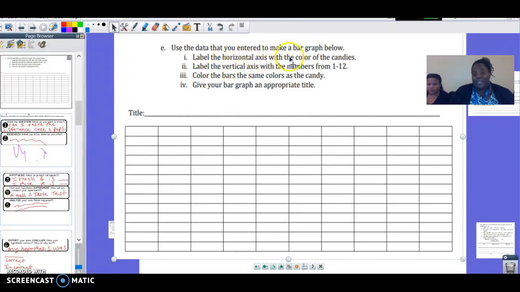Label the horizontal axis with the color of the candies. Okay. The horizontal axis is the one that goes this way, right? And so we're going to do the colors of the candy. Okay, so I'm going to do my first one right here. And you can skip columns if you want to, which I might do. So my first color was red. So I'm just going to put an R here for red. Skip a row. And then orange.